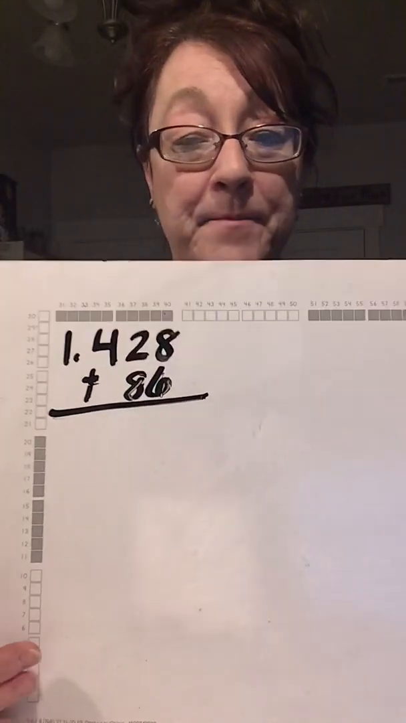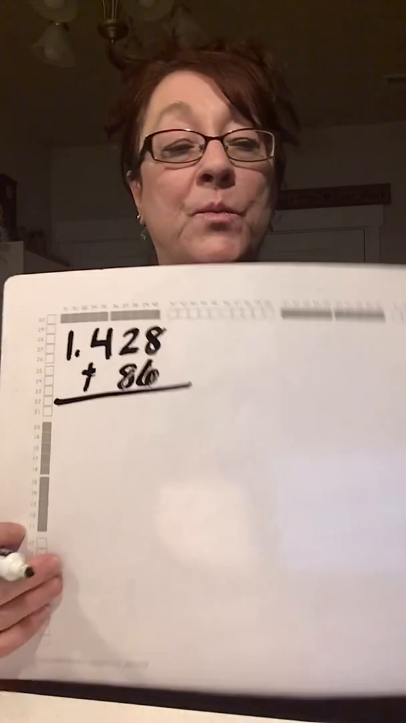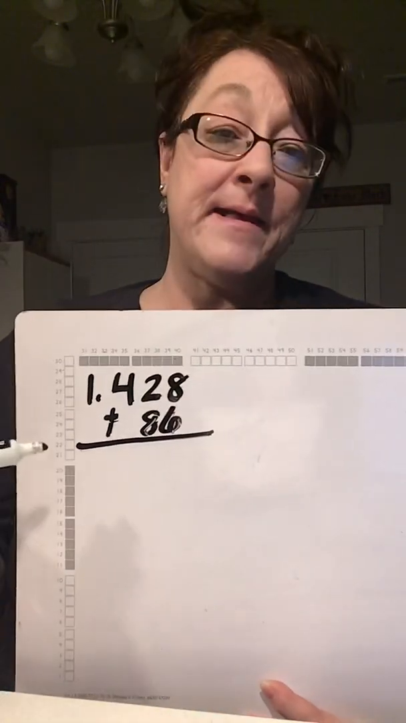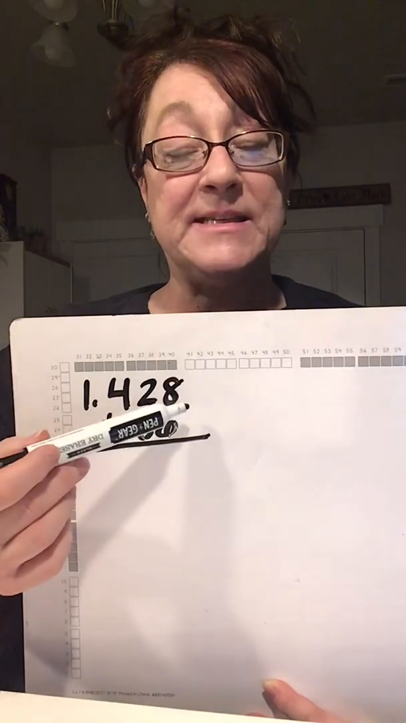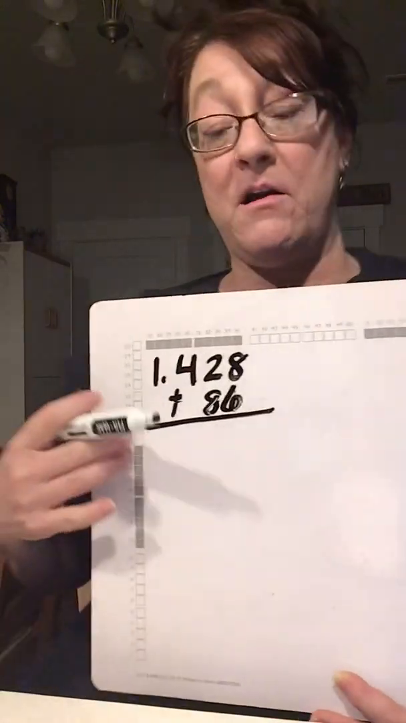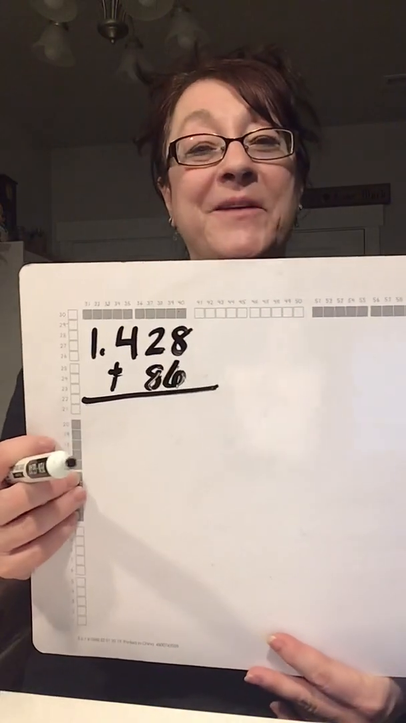So what do we do when we are adding numbers together that one of them is a 3-digit number? Not all of the problems that we are going to do are going to have 3 digits on the top and 3 digits on the bottom. So remember what we do. We learned this several months ago.